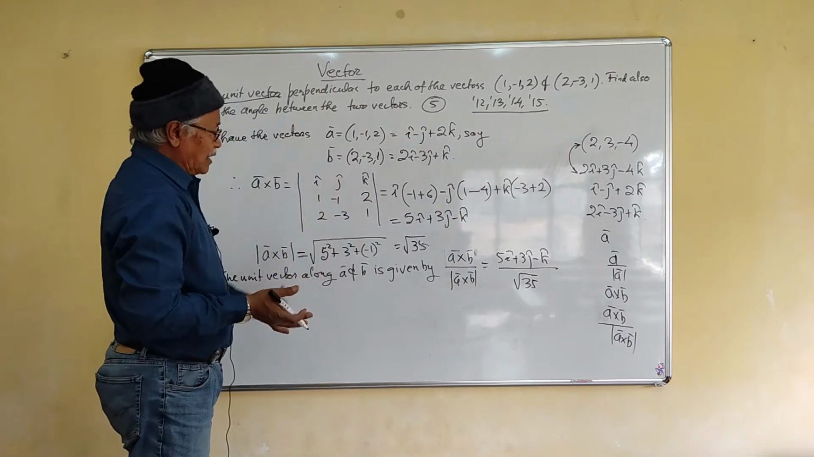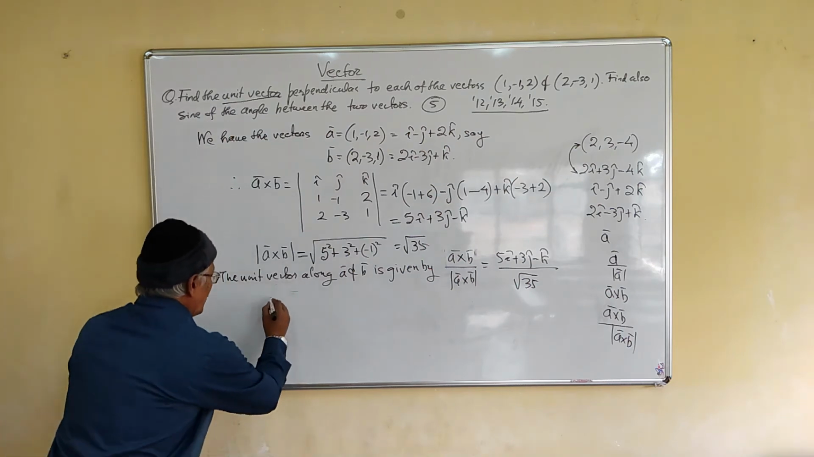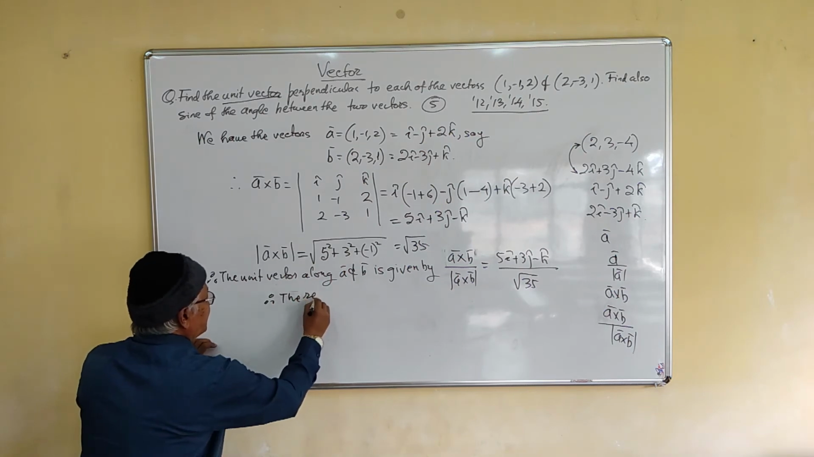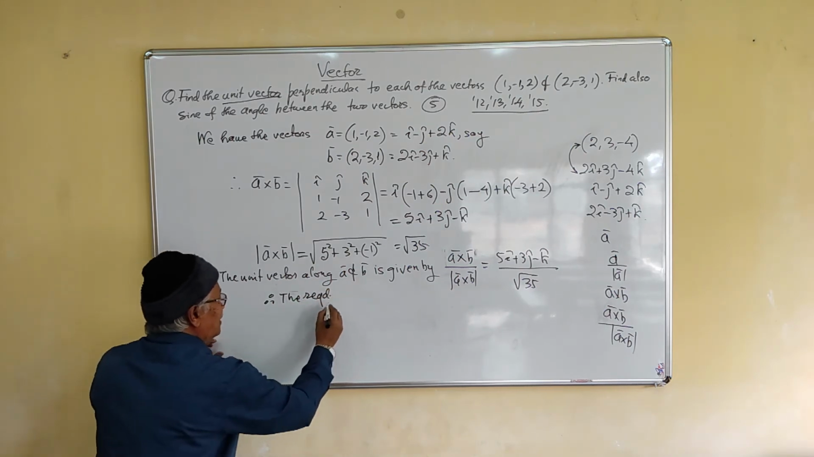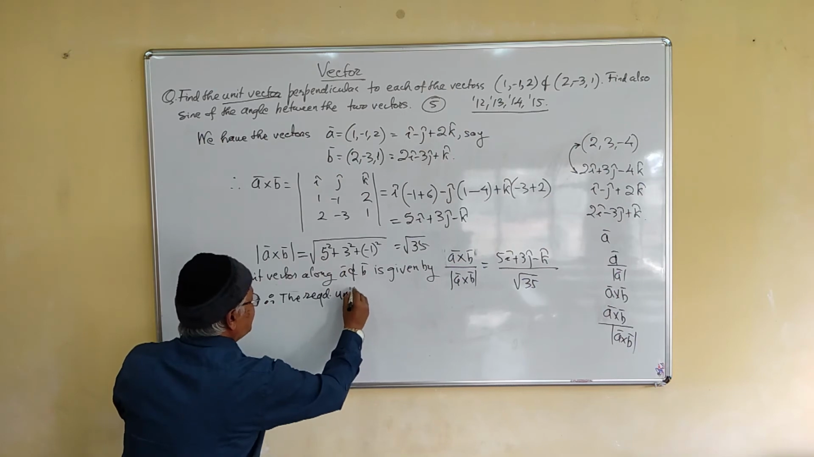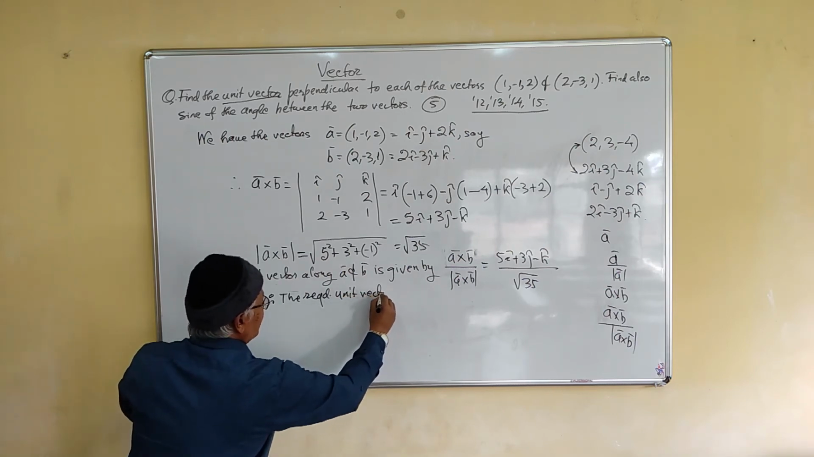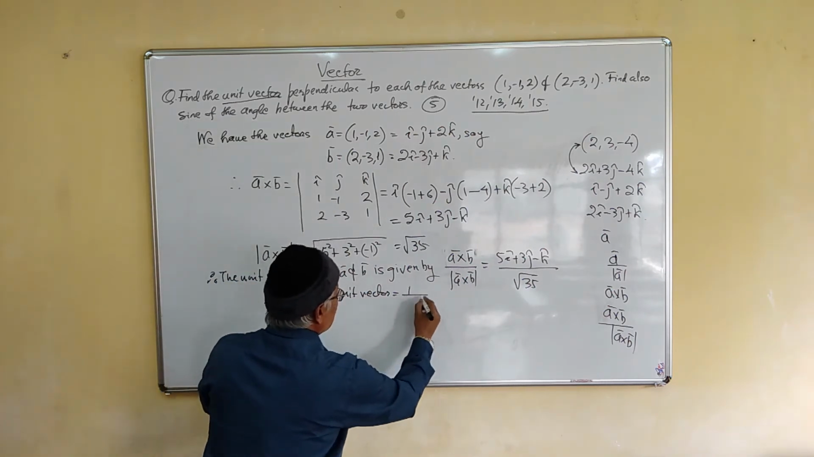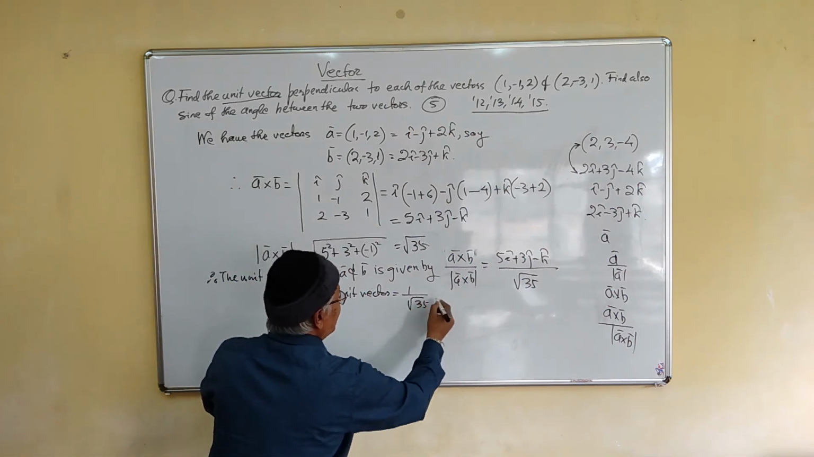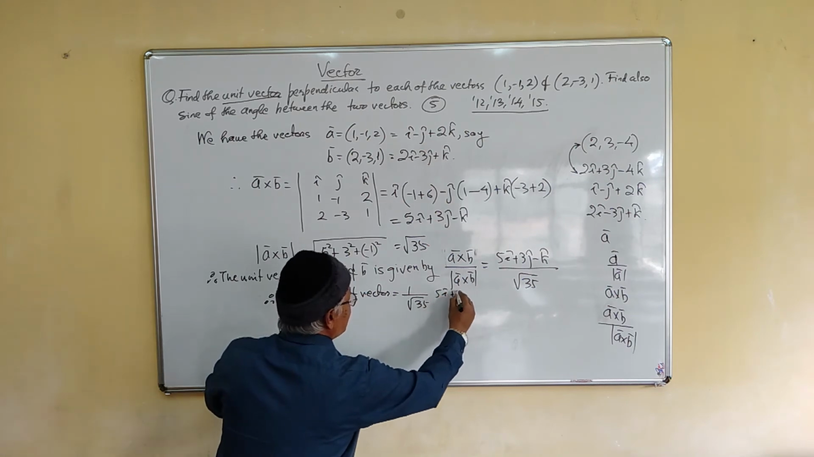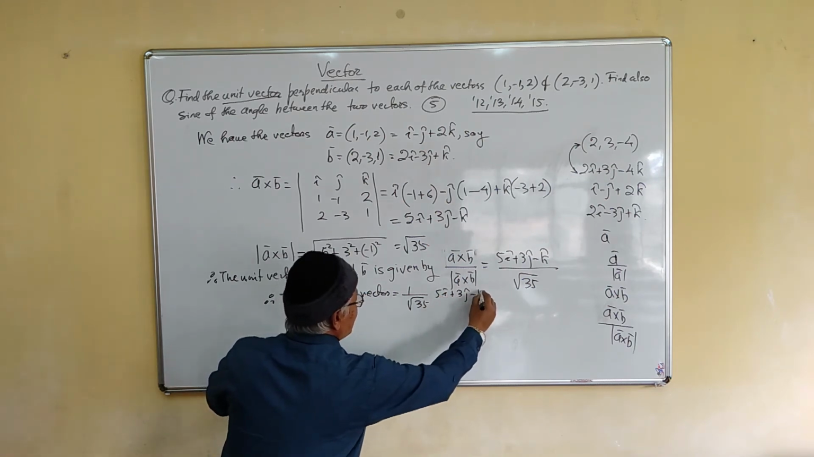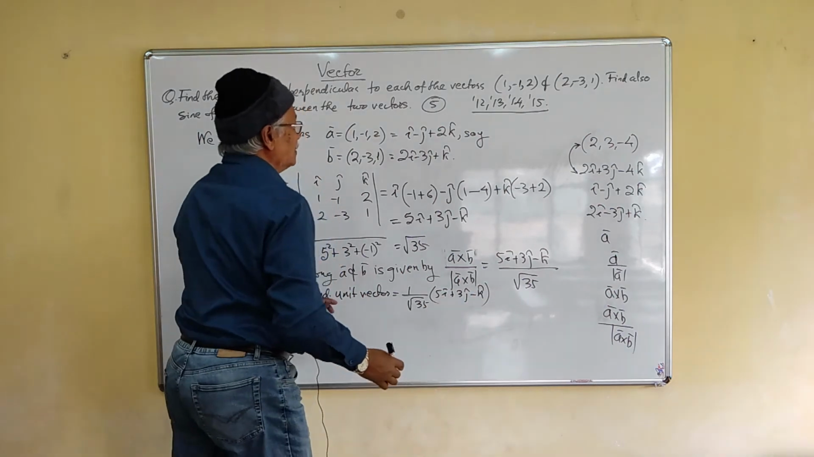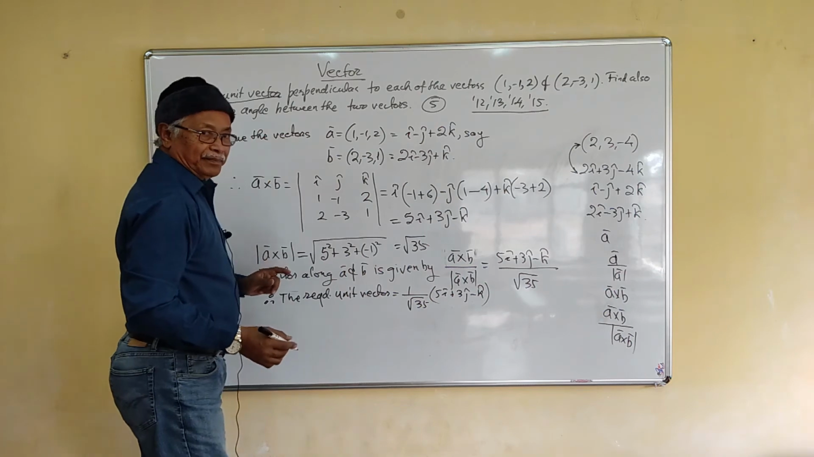The first part of your answer is ready. So therefore, the required unit vector, I'll put it short, is equal to 1 upon root 35 times (5i plus 3j minus k). Right? Okay.